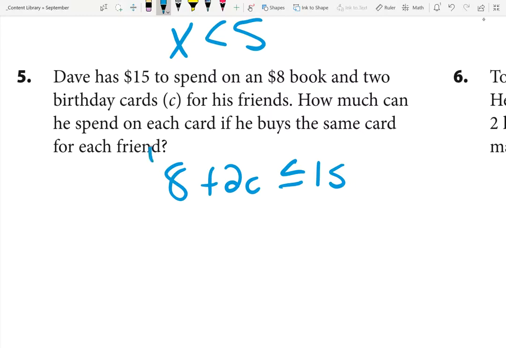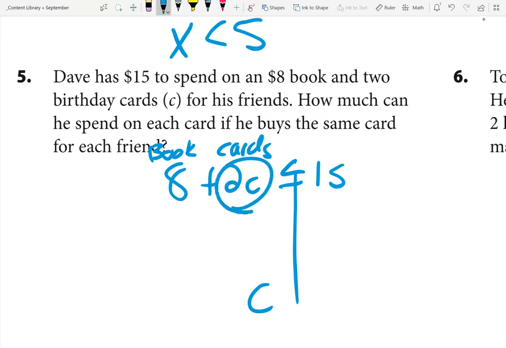So it's less than or equal to 15. So this is the $8 for the book. This is the cards, right? And then the 15 was his total amount. So when we solve this, when we're trying to get C by itself, we have to get rid of the 2 and we have to get rid of the 8. Now, rule of thumb is you don't do the C term. We don't do anything that's associated with the C term until last. Save it for last. So anything that's outside of it, we get rid of first. So in this case, the 8, right? We'll get rid of that. So since it's positive 8, we'll subtract it.